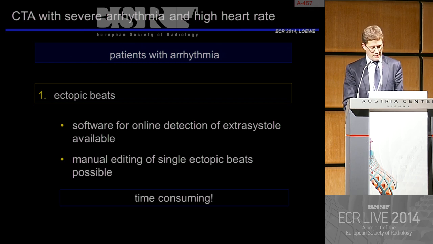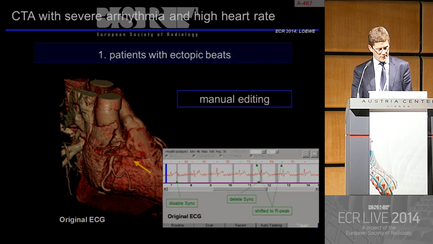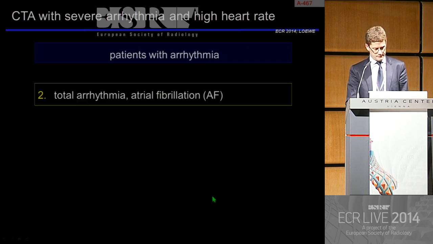You can also do manual editing if you see that there have been some ectopic beats during scanning. However, it's very time-consuming, and it's only helpful if there are just one or two ectopic beats. It's not helpful if you have a stabilized arrhythmia. So this is one example, a severe artifact here due to an ectopic beat. And after manual editing, it becomes a very beautiful examination with a high diagnostic accuracy as well.